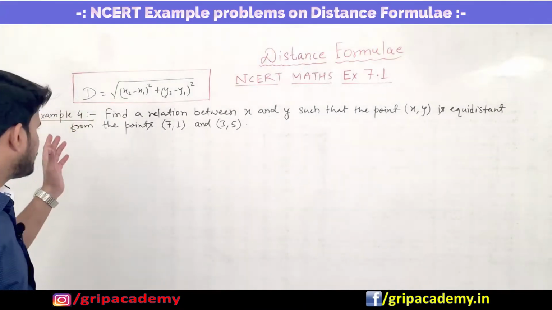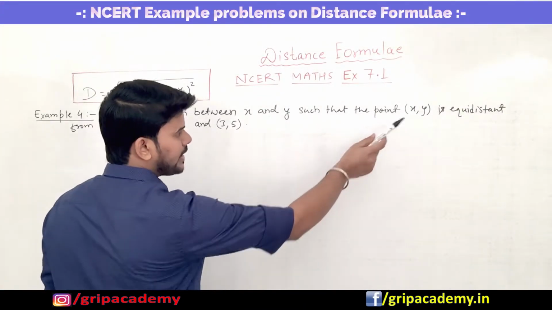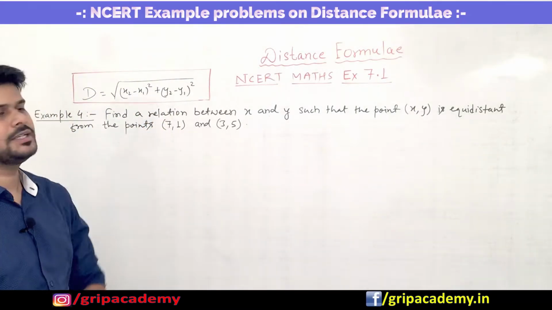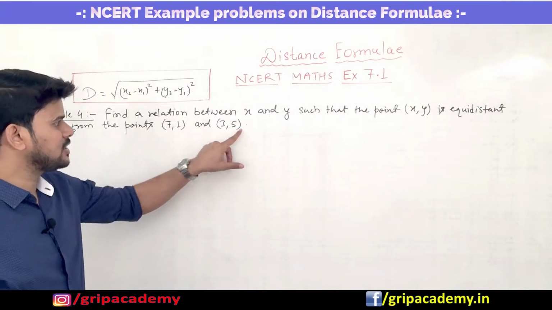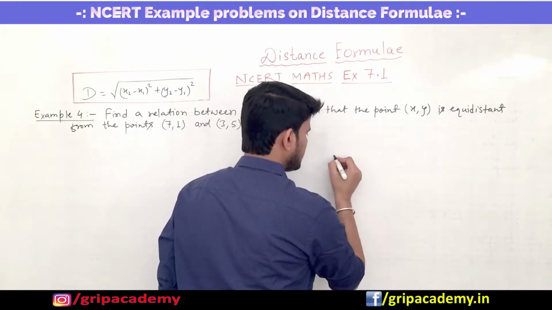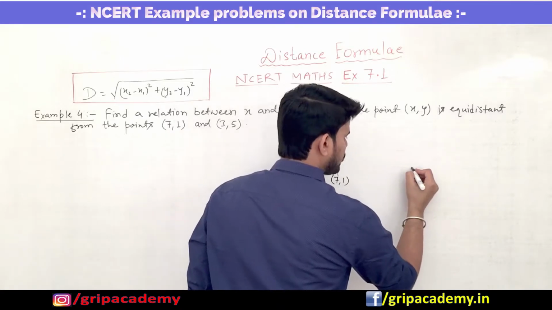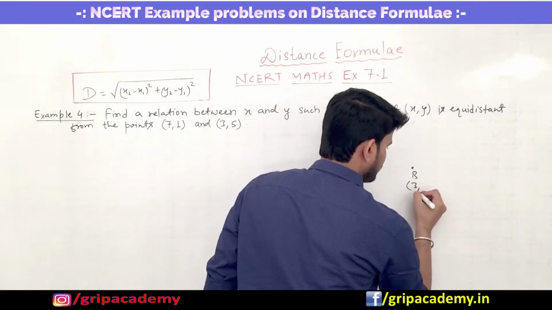Example number 4 is: find a relation between x and y such that the point (x, y) is equidistant from the points (7, 1) and (3, 5). So let's take (7, 1) as A and (3, 5) as B. So let this be your A, which is nothing but (7, 1), and another point is B, which is (3, 5).